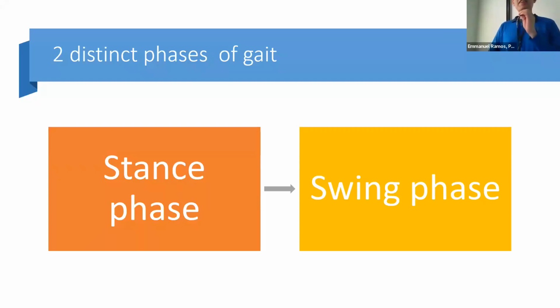There are 2 distinct phases of gait, stance phase and swing phase. All right. Stance phase is the phase of gait when the foot first touches the ground. All right. And stance phase makes up to 60% of the gait cycle of the walking, okay? Swing phase of the gait begins when the foot starts to leave the ground and ends when the same foot touches the ground. So swing and stance.